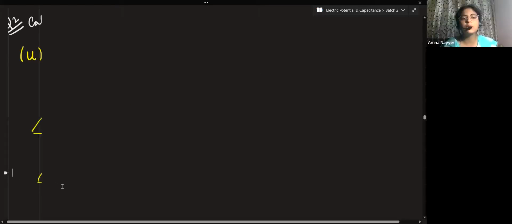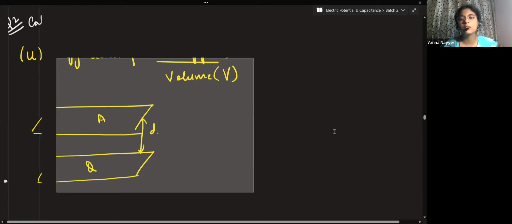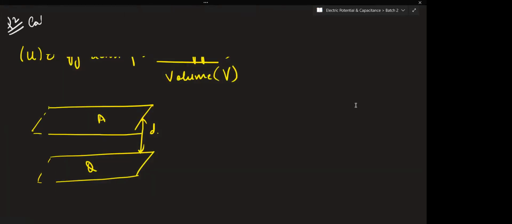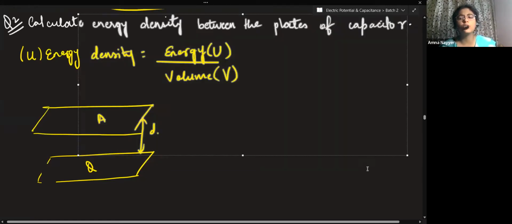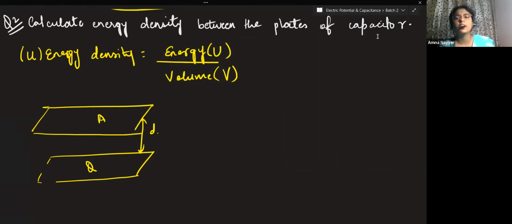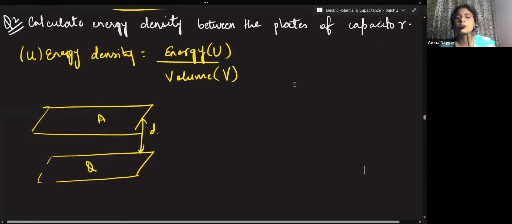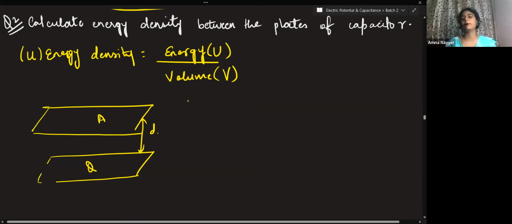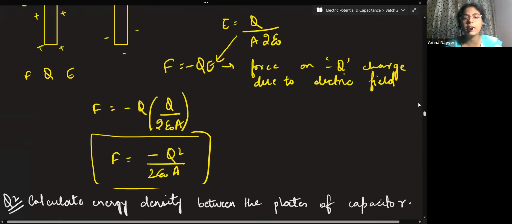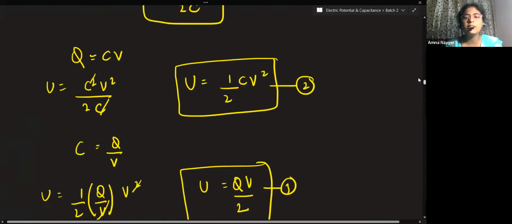U is equal to... Okay, Kulsum. U is equal to Q square by 2C. Q square by 2C. Perfect. See, Hanifa, we had done these three formulas. For all those who are forgetting this, these are the three formulas.